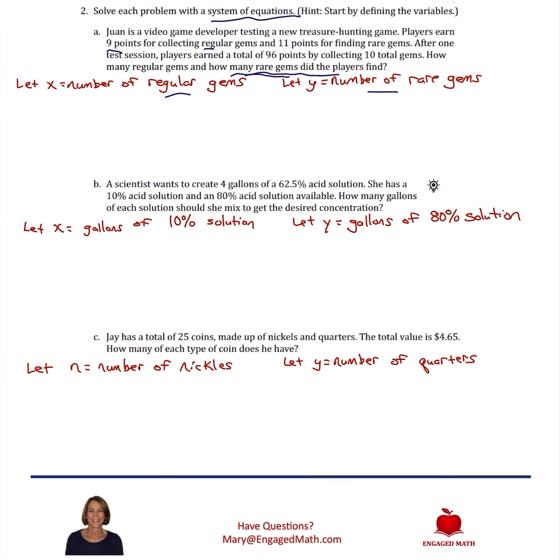All right, we get 9 points for every regular gem. So I'm going to write 9x, because 9 times x would be the total points we get for the regular gems, because 9 points for every single regular gem we find. Plus, we get 11 points for every rare gem we find, so 11y, and that's equal to our total points, which in this situation is 96.